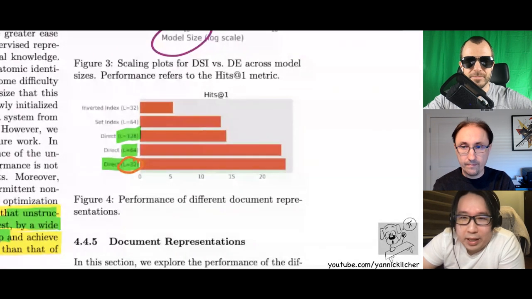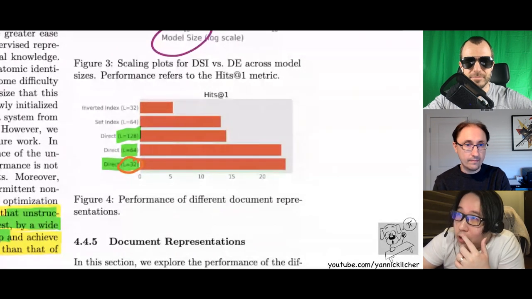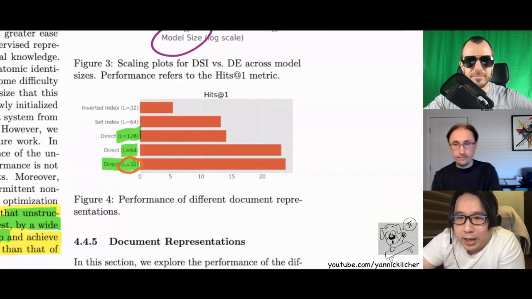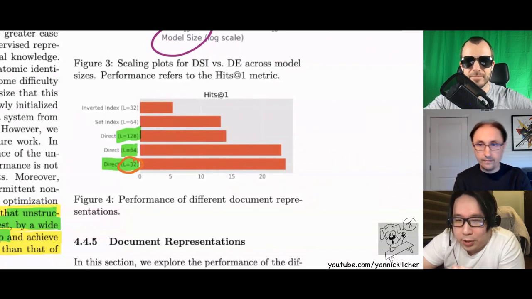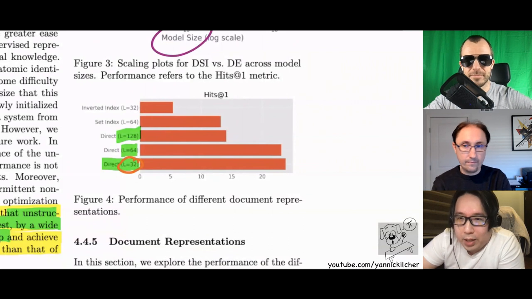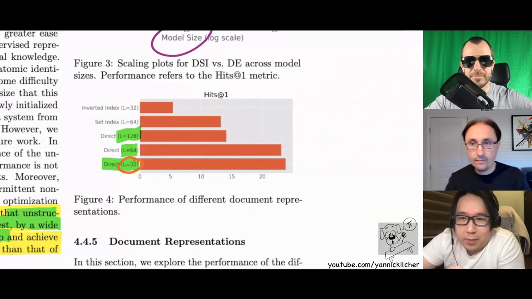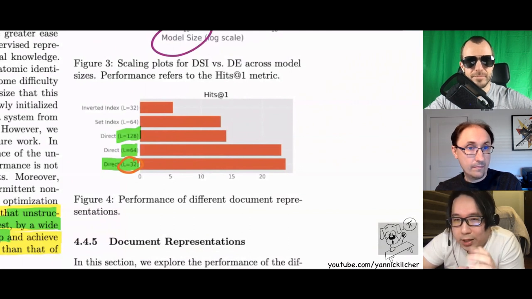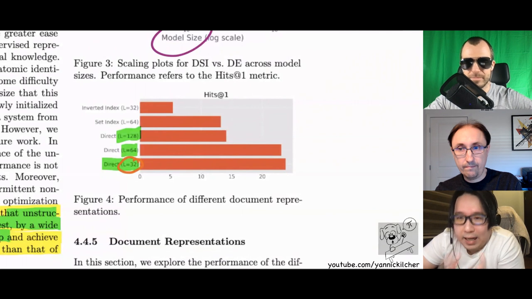And also the inverted index, I saw in your review that you were surprised that the inverted index didn't work, right? But this might be an artifact of this dataset. Maybe the simpler approaches work here, but when we scale up, when we go to something harder or more documents, or the structure of the dataset is different, then perhaps the inverted index would help.